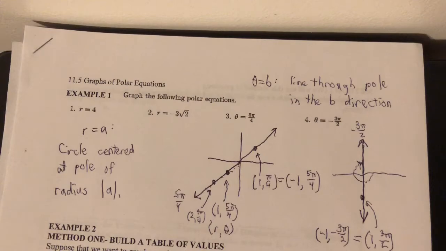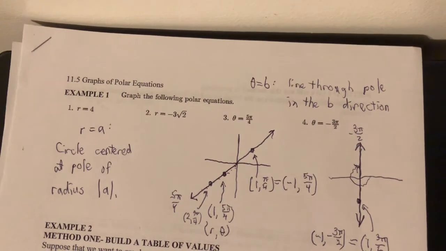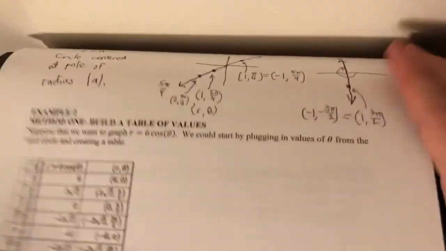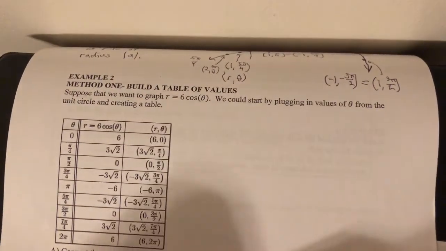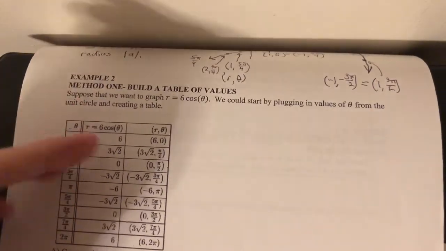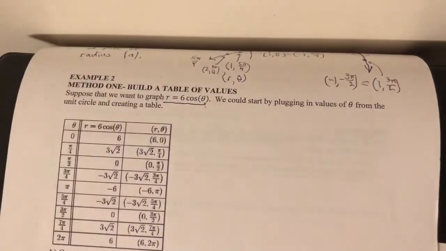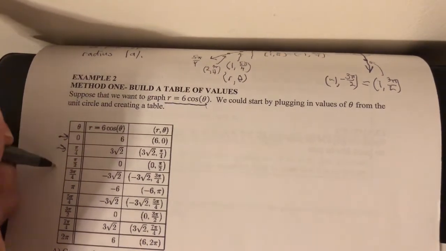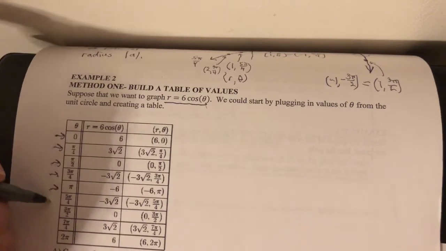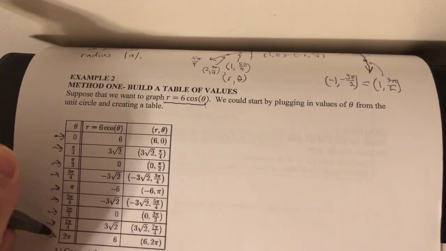The next example here in the book, and I'm not going to go through this whole example, but the next example we're looking at is the equation r equals 6 times cosine of theta. And the first thing that the notes here suggest is, it says we could start by plugging in values of theta from the unit circle and creating a table. So selecting values of theta here, it looks like we've got a decent selection of theta values from 0 to 2 pi, all our multiples of π/4.